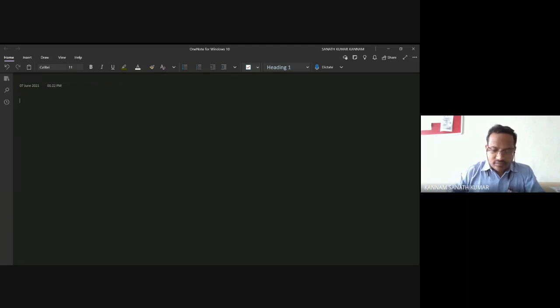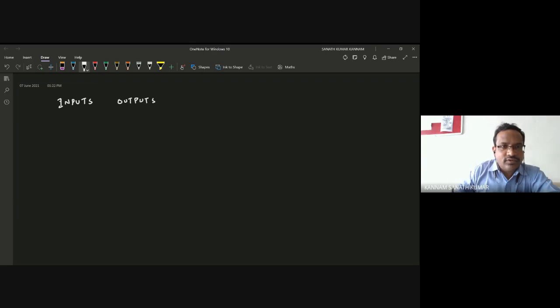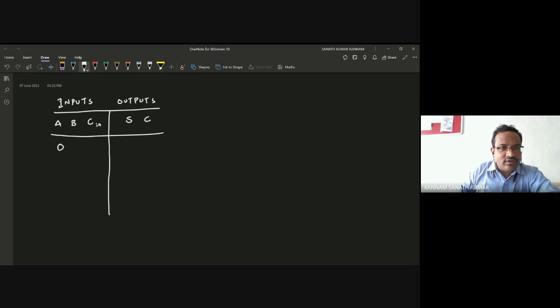So you know the truth table for the full adder. What is the truth table for the full adder? You have the inputs and outputs. Let us take the inputs. You have three inputs for the full adder: A, B, and let us take the carry input C in. And the outputs are sum and carry. Three inputs are there, so totally eight possible combinations.